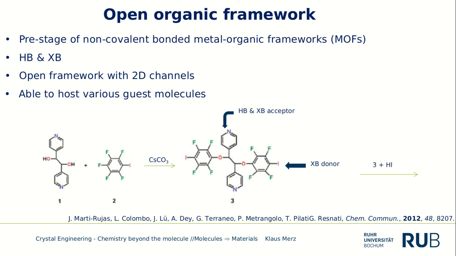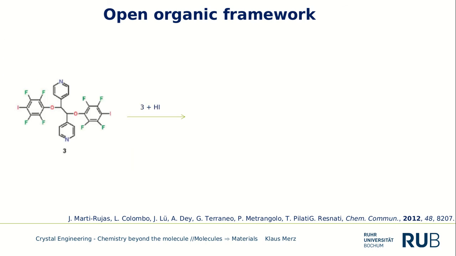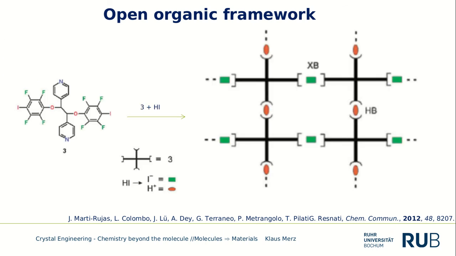And now what happens if we crystallize this compound in the presence of HI, hydroiodic acid? This is the result. We are building exactly an open organic framework. This cross here is exactly this unit. This cross is unit 3.